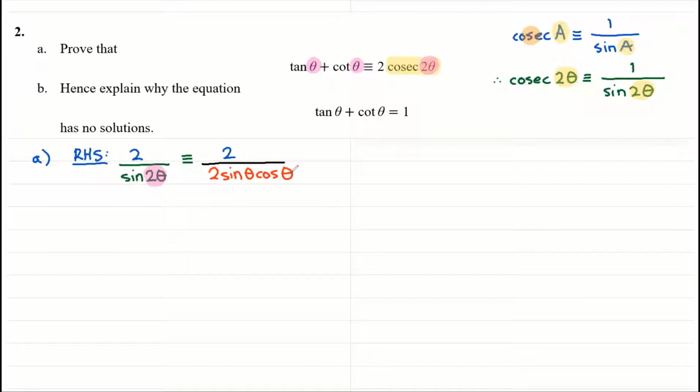Now, at the moment, we've got a little bit of cancellation, which is good. The 2's are going to cancel from the top and bottom. Okay, so we've now got 1 over sine theta cos theta.